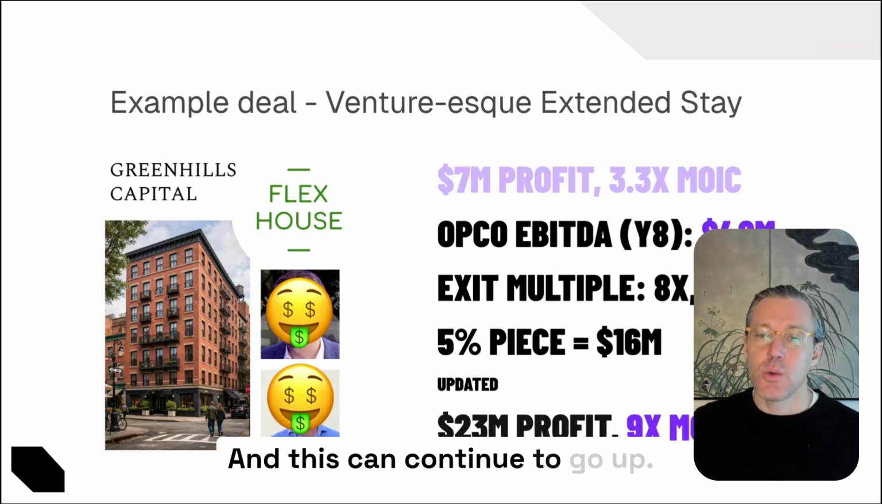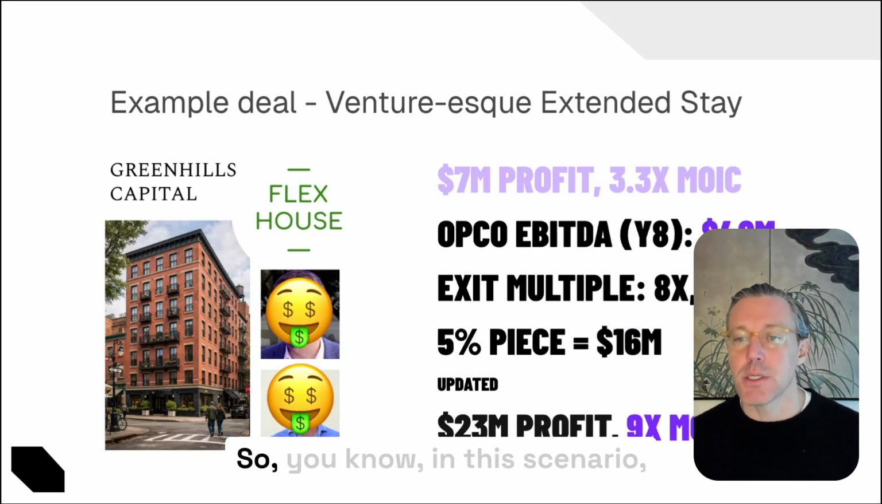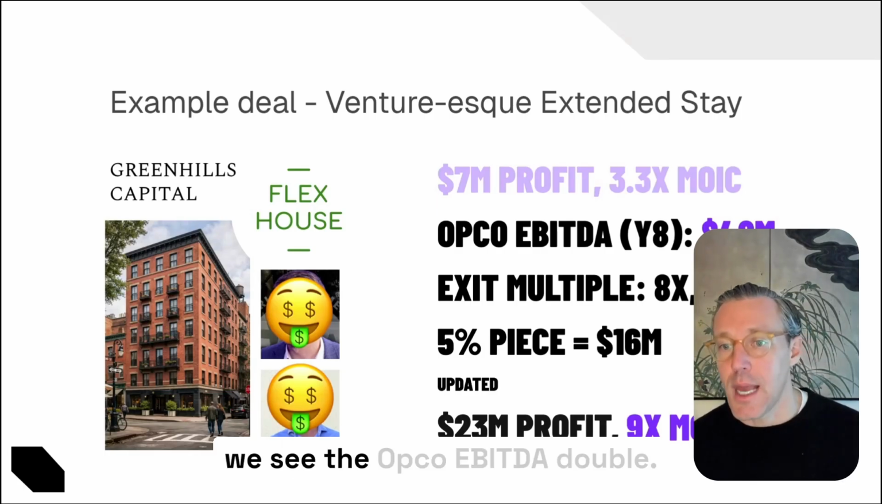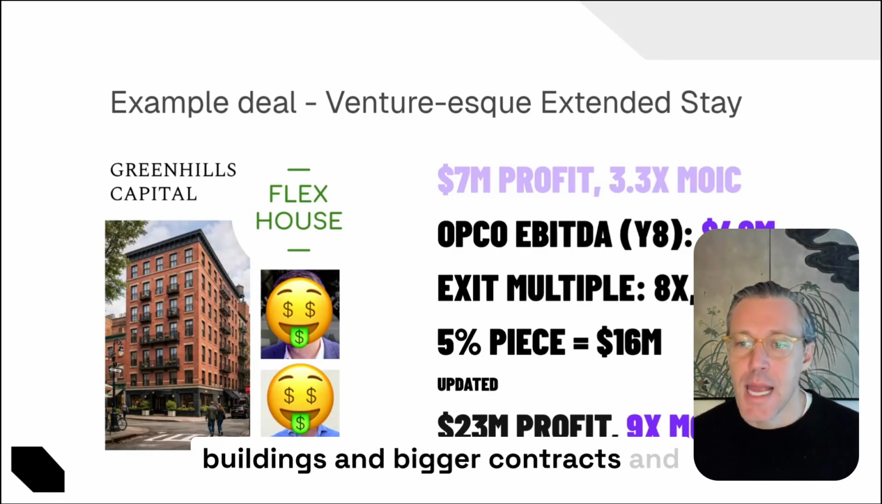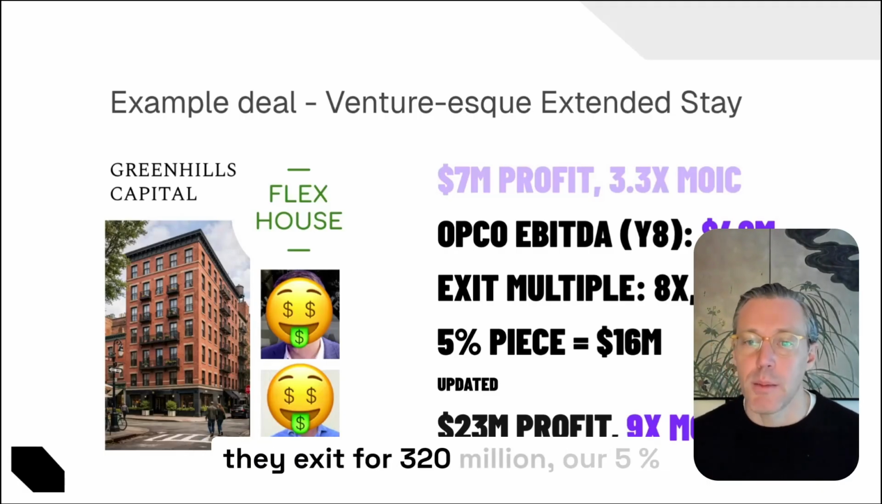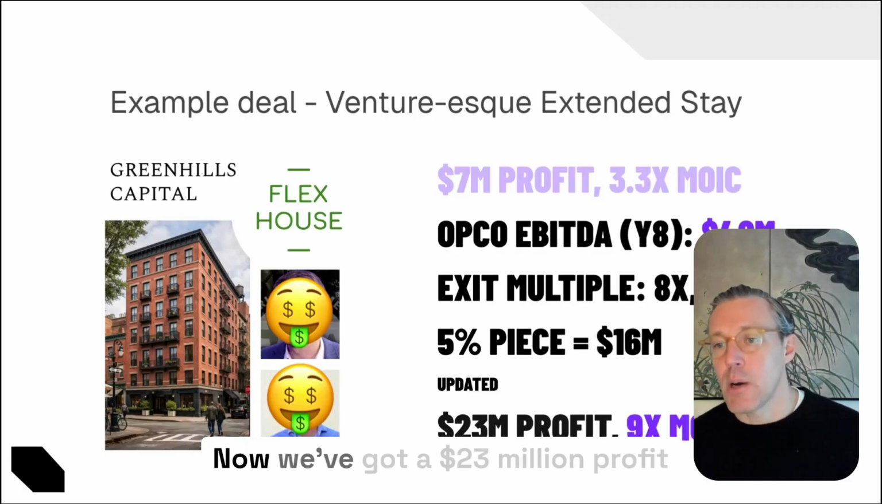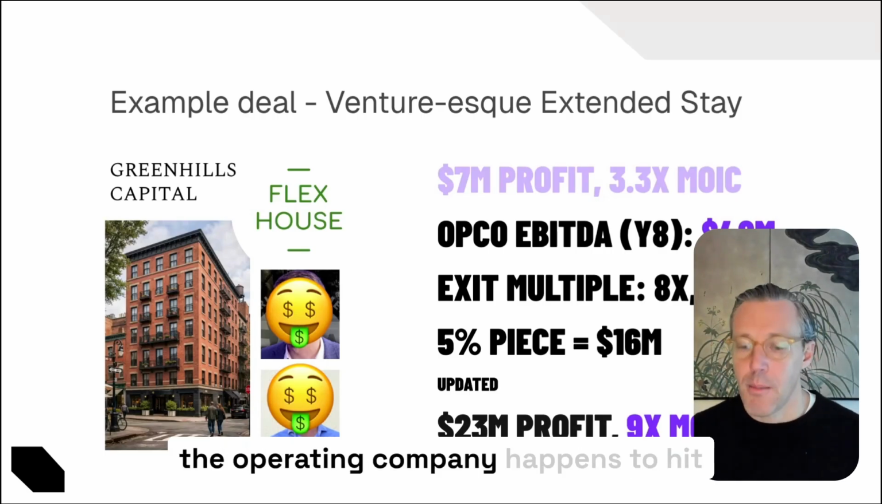And this can continue to go up. The OpCo piece is really the venture bet that you're making. In this scenario, we see the OpCo EBITDA double. So maybe they go from 50 to 100 buildings, or they get into bigger buildings and bigger contracts, and they end up with $40 million in EBITDA, same exit multiple, but now they exit for $320 million. Our 5% piece is worth 16. Now we've got a $23 million profit on this deal and a 9x multiple, and that can continue to go up if the operating company happens to hit a home run.